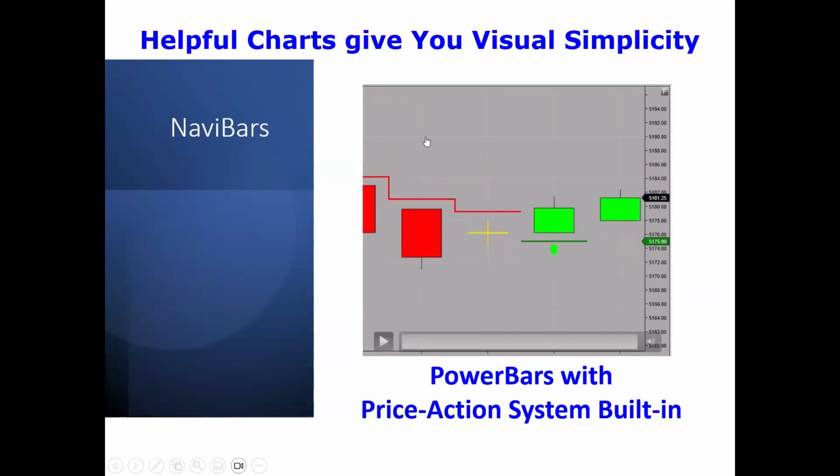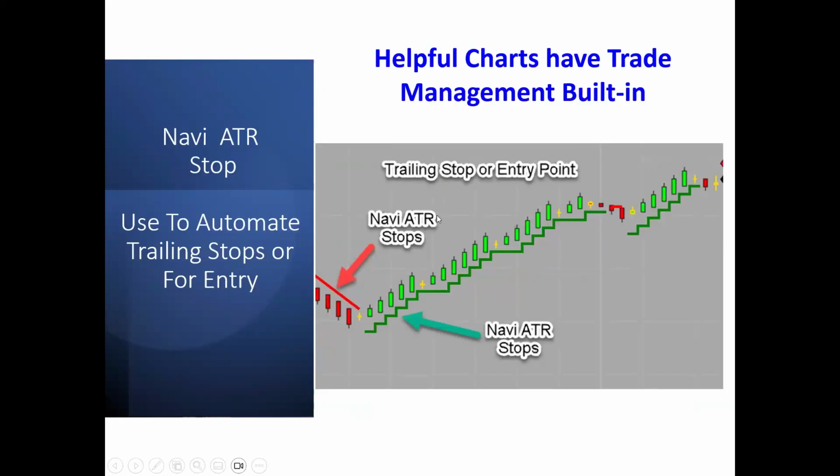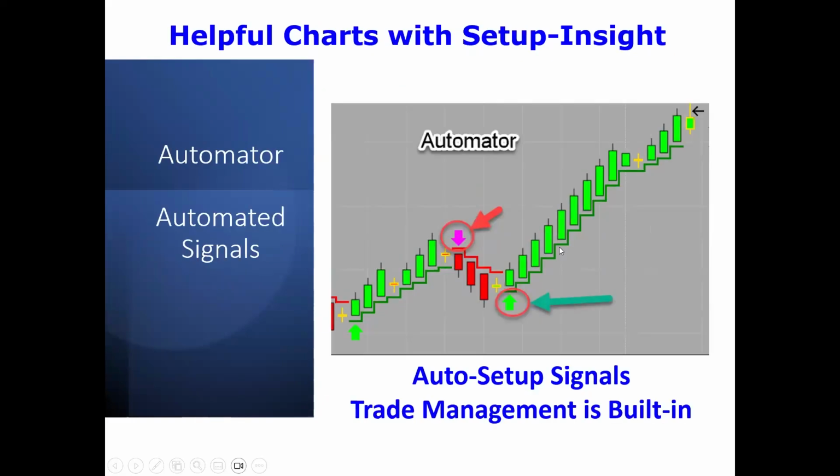Our price bars are actually an indicator. All right, so you won't see these price bars anywhere else. The green line underneath the price bars is the Navi PM indicator, and it can be used as a trailing stop. We also have another trailing stop, which is an ATR stop. Also works very well. I've got some members that like using this trailing stop. I've got some people that prefer using the Navi PM indicators. They both work very well.